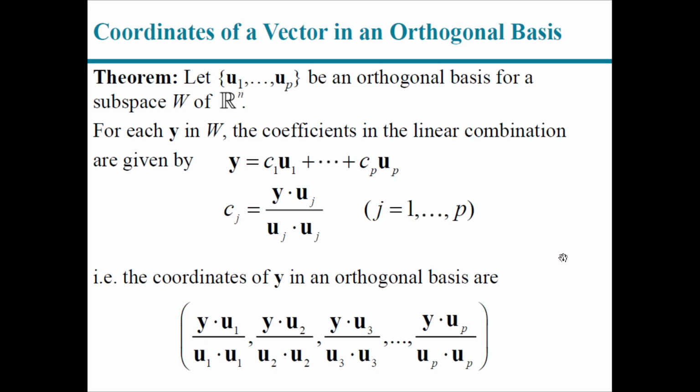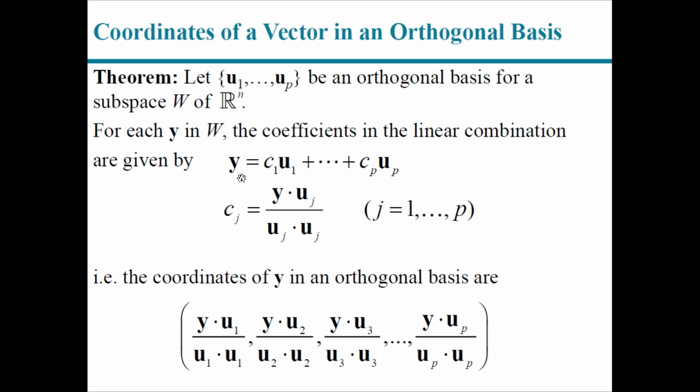Why is this important? Well, when we are looking for coordinates of a vector in a basis, usually we need to solve a linear system Ax equals b, and that requires some work. Well, if we are dealing with an orthogonal basis, in order to find the coordinates of a vector in an orthogonal basis, it's very simple. It's just a ratio of dot products.